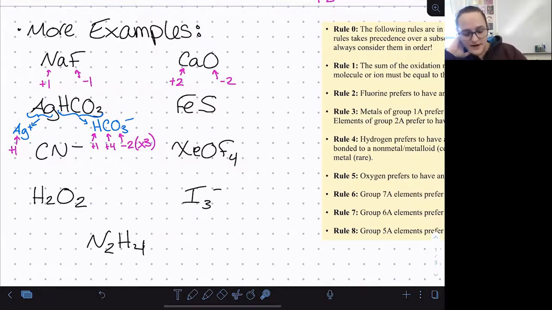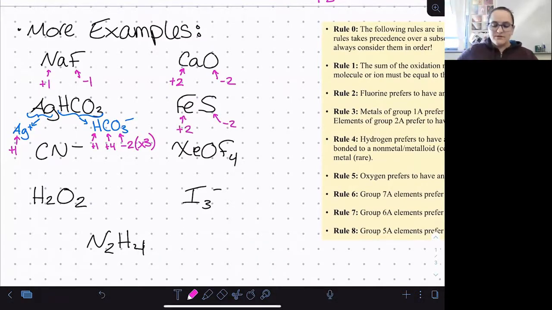For iron 2 sulfide here, sulfur's in group 6, so it has a preference for a -2 oxidation number, which means the iron must be +2 in this case. The cyanide ion relies on rule 8. Group 5A includes nitrogen. So this has a -3 oxidation number, which means that carbon must be +2 in order to get us to our total of -1.